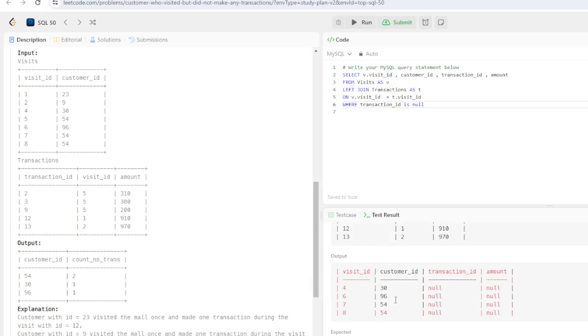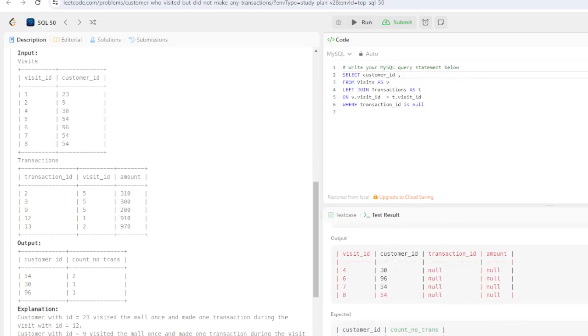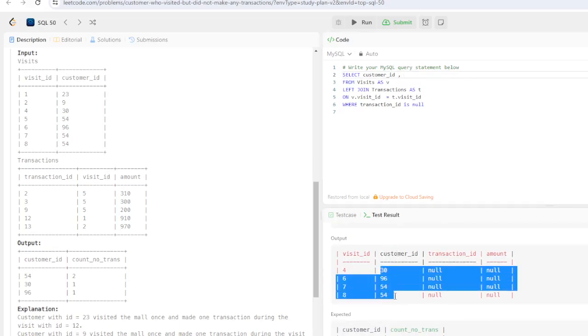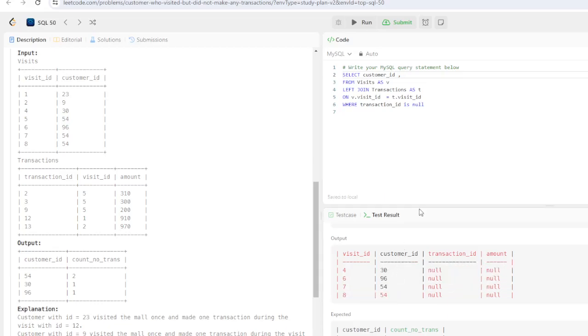So I got the customer ids that I want, but now I need the number of transactions they made. I don't want other columns, so I will just remove them. I need only the customer id. If I do a count on this output, I will get the number of times they visited.